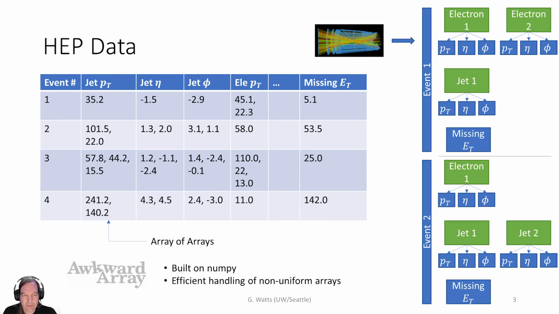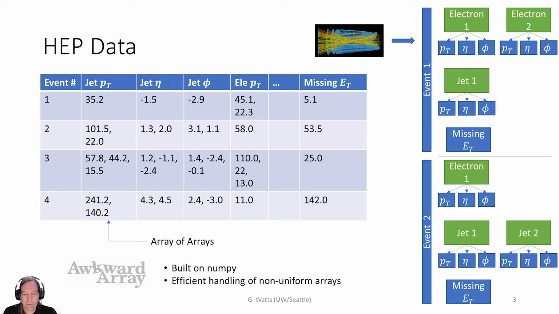Unfortunately, particle physics data is not a rectilinear table as I was just showing. Instead, it tends to be more like arrays of arrays. For example, here we see a list of attributes: jet, PT, eta, phi, electron, etc., missing ET for each event. Each row again is a single event, but notice you can have an arbitrary number of jets or an arbitrary number of electrons. NumPy does not efficiently represent this data structure.